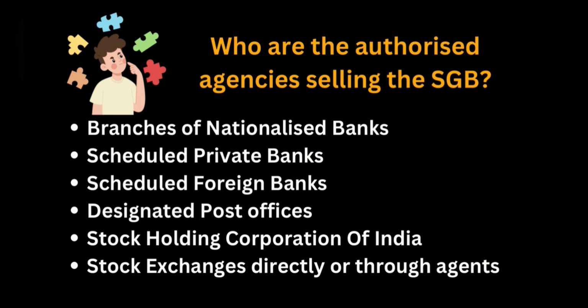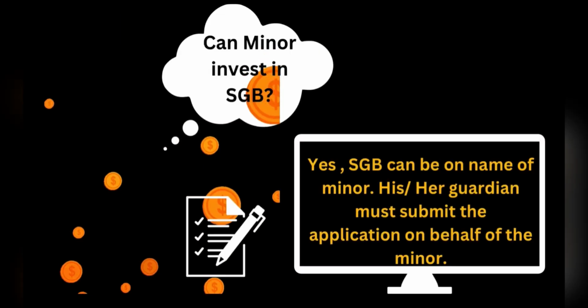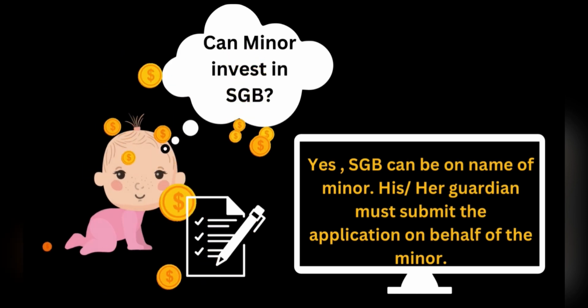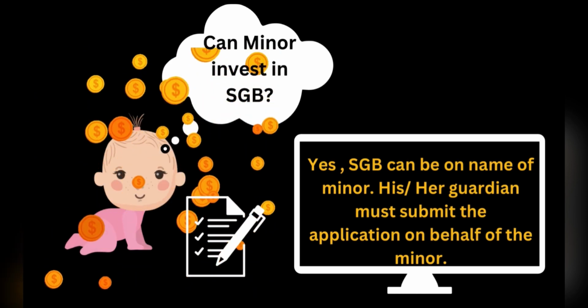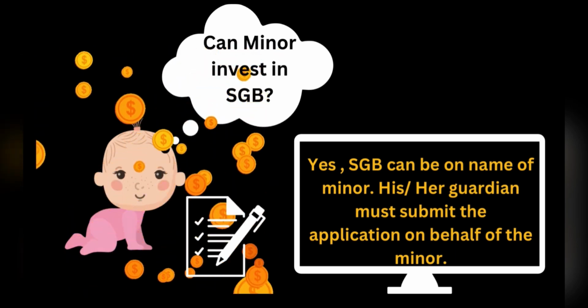Investors can buy SGBs from branches of nationalized banks, scheduled private banks, scheduled foreign banks, designated post offices, Stock Holding Corporation of India, or through stock exchanges, directly or through agents. One can also buy SGBs in the name of a minor. His or her guardian must submit the application on behalf of the minor.